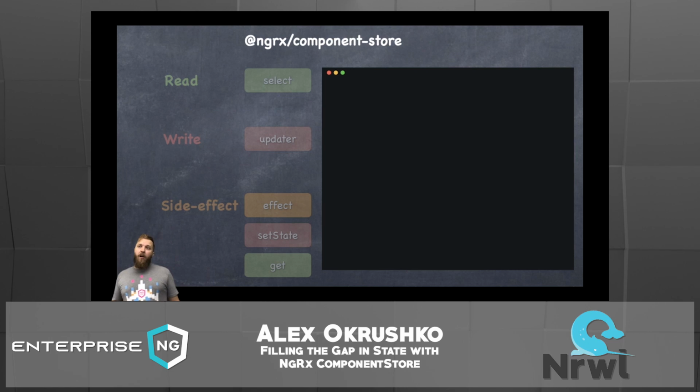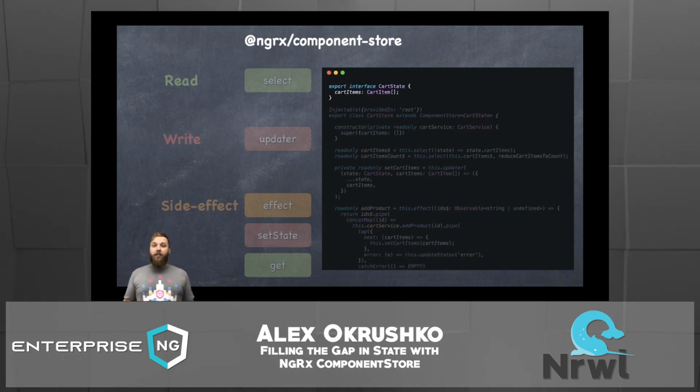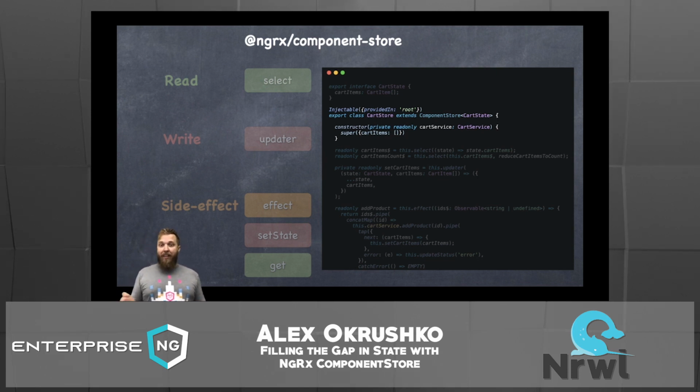So instead of our cart service, we will create a cart store, which would be responsible for the state of the cart items. The first thing we'll do is declare an interface that says which state it holds. For example, in this case, it's cart items. Then we'll extend the component store and pass this interface as a generic into the component store. So now we are tying this cart store with the component store.